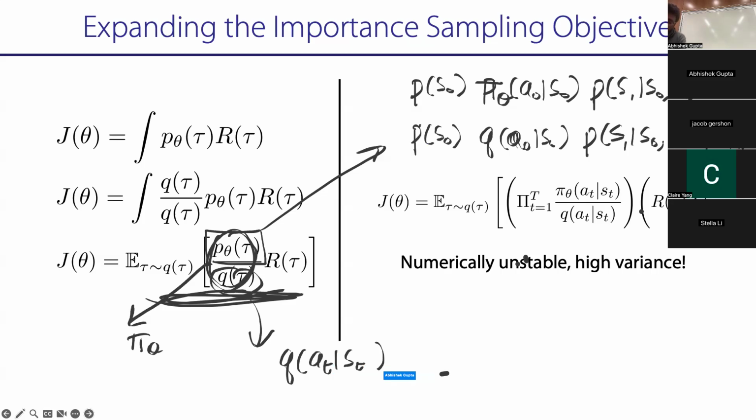So I'm saying I'm going to do this importance sampling thing. Importance sampling is nice because I can sample things from some other distribution, some other policy. P theta tau is going to be the product of the initial state times the policy times the dynamics, repeated over time. And for Q, it's the same thing, but with pi theta replaced by Q.